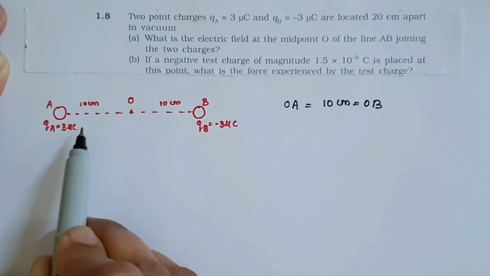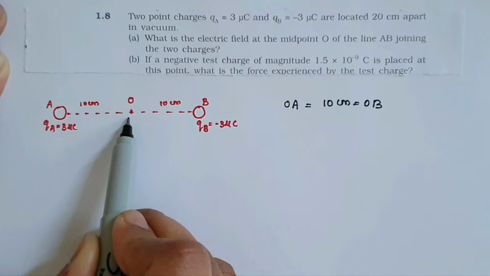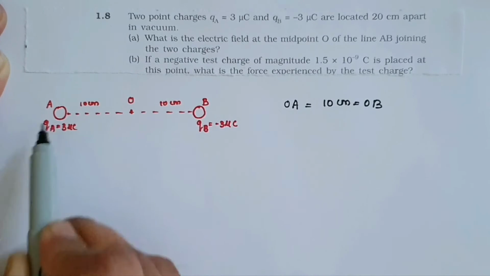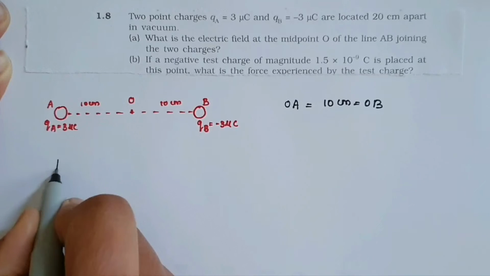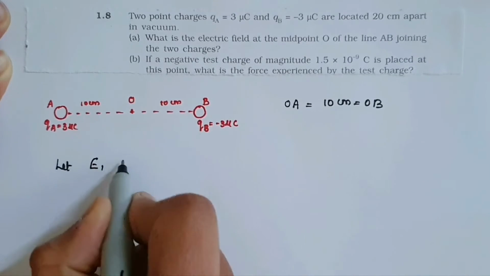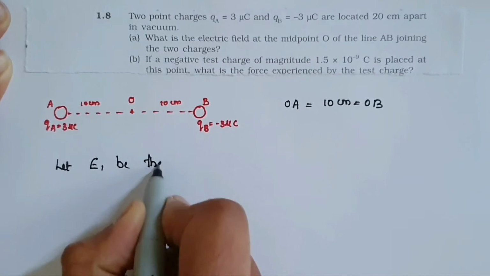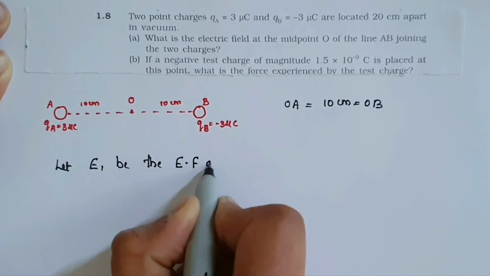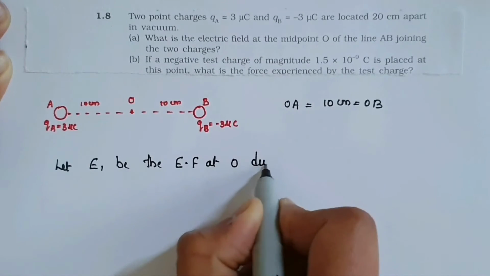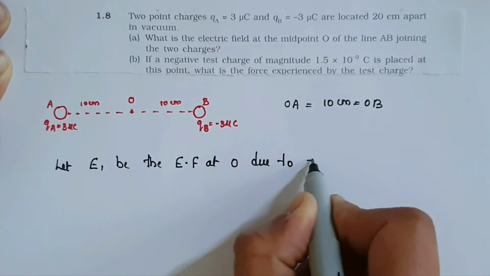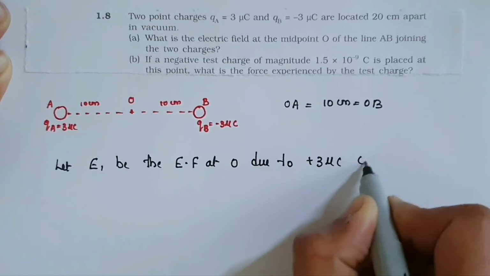Now we have to find the resultant electric field at O due to these two charges. Let E1 be the electric field at O due to plus 3 microcoulomb charge.